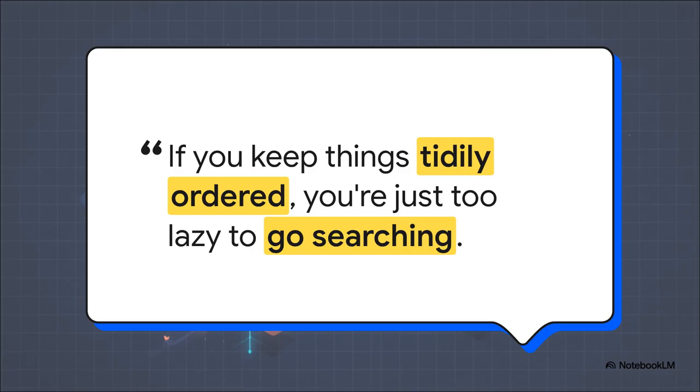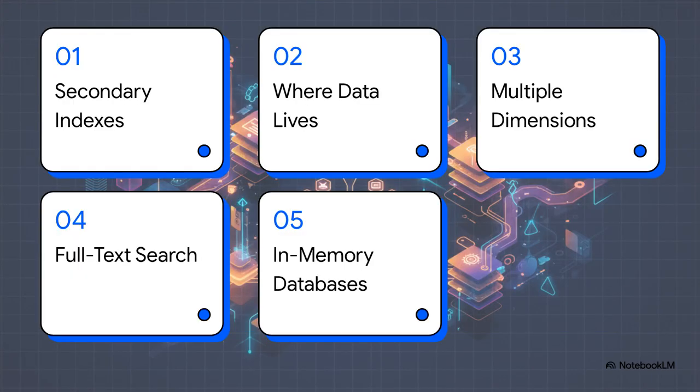need to read it. Basically, every single indexing structure we're going to look at today is this delicate, constant balancing act between read speed, write overhead, and storage space. So, here's our game plan for today. We'll start off with secondary indexes, explore where data actually lives, expand into multiple dimensions, decipher the incredibly messy world of full-text search, and finally, climax at the in-memory database revolution.